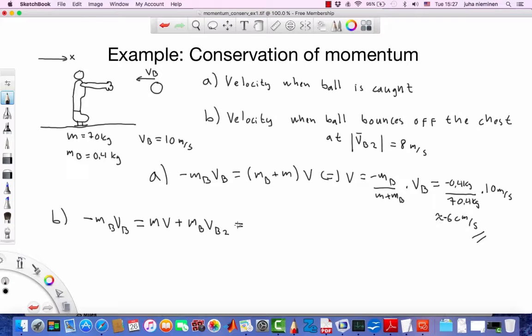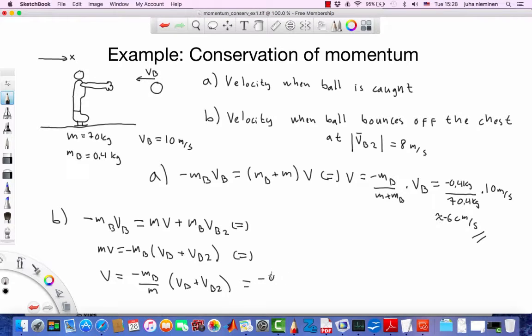We again solve for V. First of all, mv equals mb times, well, there's a minus sign there, so we have VB, and then this one comes from the other side, so VB2. Then we can get the expression for V itself: it's going to be minus MB over M, times VB plus VB2, like this.